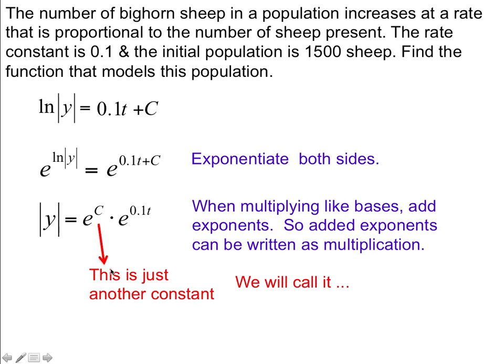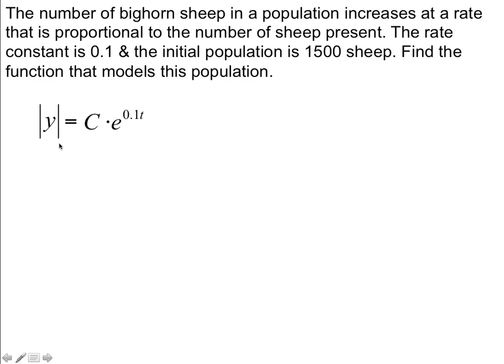And so the form, if we call it just C, is then going to be C e to the 0.1 t. And at this point, we can really drop the absolute value signs because this exponential relationship won't ever be negative. And when we're talking about population growth, we always have to start with a positive number of animals or people or something. So we're going to take this now and solve for that constant of integration.